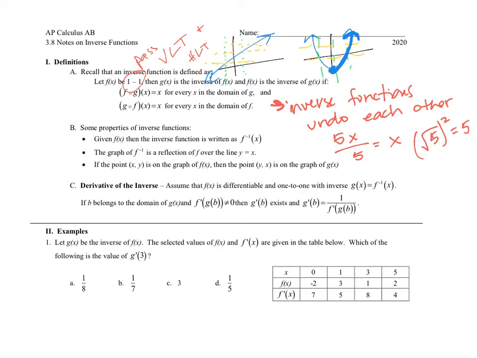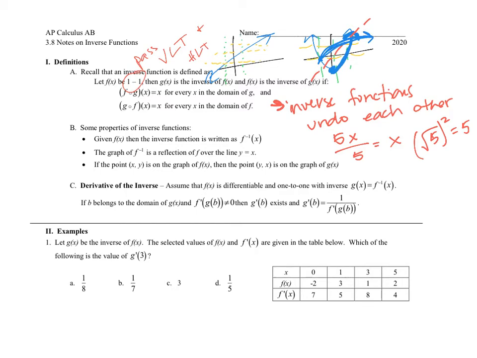All right, some properties of inverse functions. Given f of x, the inverse function is written as f inverse of x, and so that -1 is the notation to indicate that you have an inverse function. The graph of the inverse is a reflection of f over the line y equals x. Okay, so going back up to my graphs here, if I were to draw in the line y equals x, then the reflection of that over that line, that would be my inverse function, okay?